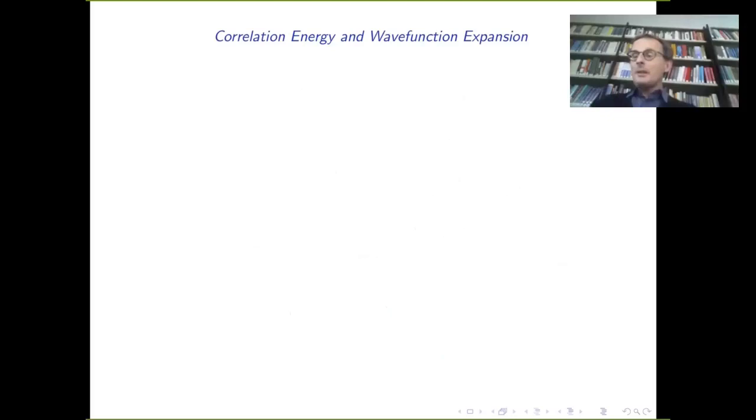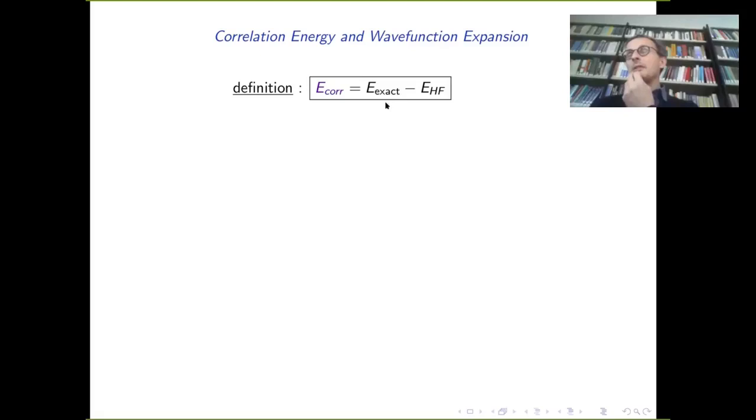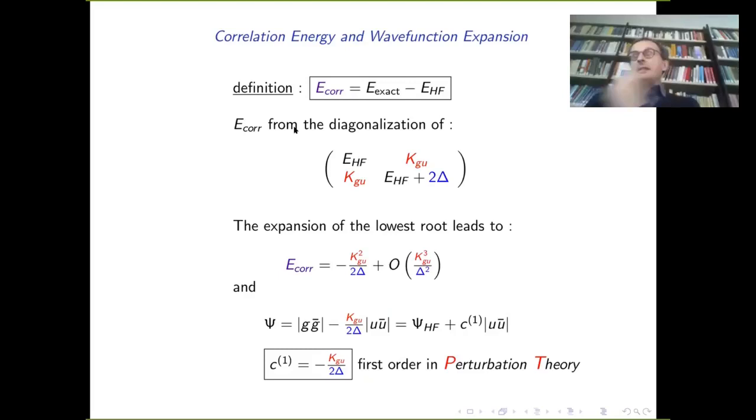Okay, so let me now move on to the definition, because this is something that we want to evaluate, the correlation energy. It is usually defined as the energy difference between the Hartree-Fock energy and the exact one. So what is missing in Hartree-Fock is what we call correlation energy, simply speaking. I will use this definition throughout the presentation. And that can be easily evaluated from the diagonalization of the previous matrix that I showed you.